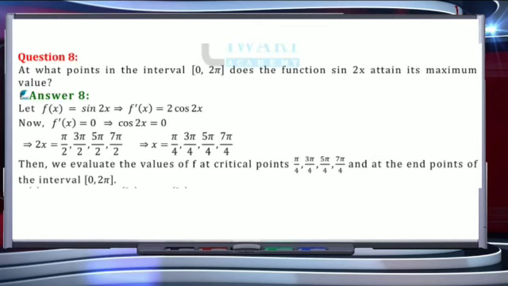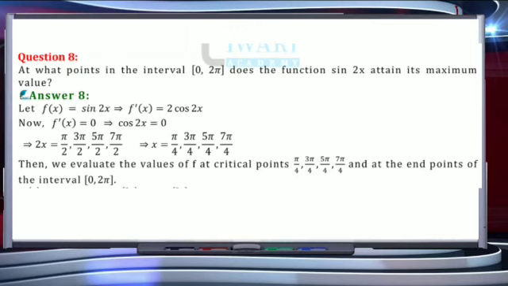Next, question number 8: at what points in the interval [0, 2 pi] does the function sin 2x attain its maximum value? Here we have to find only the maximum value. Same steps: first we find the first order derivative, that is 2 cos 2x, and substitute that equal to 0. So cos 2x equals 0.